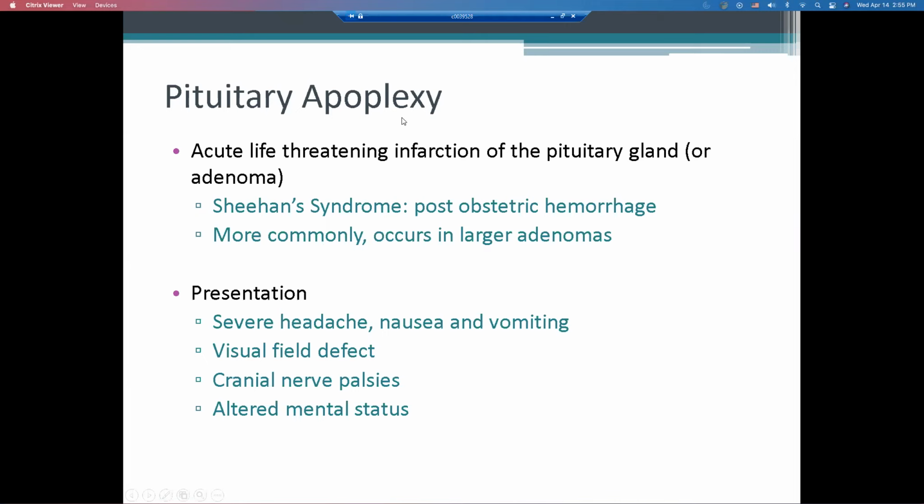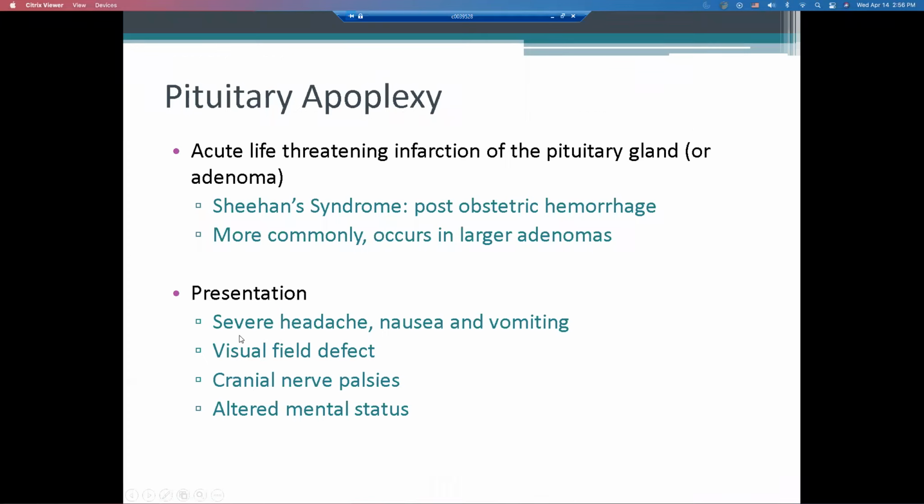So how does apoplexy present? I just don't want you to confuse apoplexy with Sheehan. So Sheehan is infarction of a normal pituitary in a very specific situation, which is massive postpartum hemorrhage. That is Sheehan syndrome. Apoplexy is hemorrhage into a tumor which is already in the pituitary. I hope the distinction is clear.